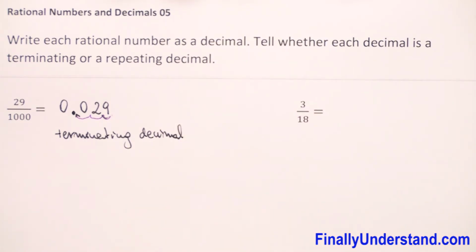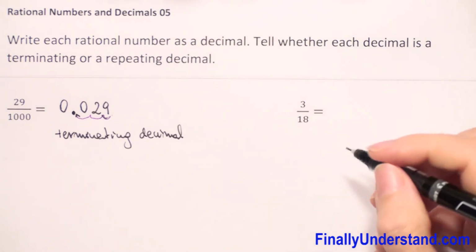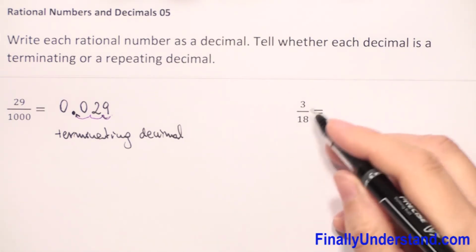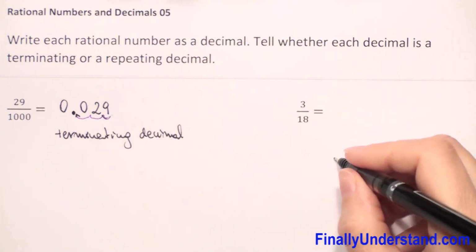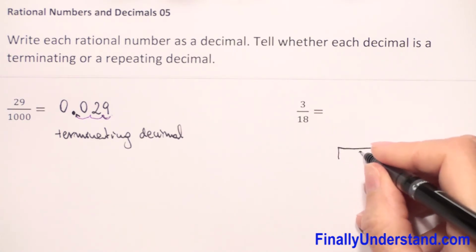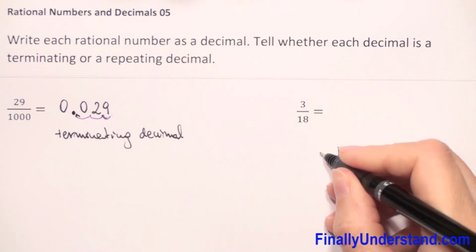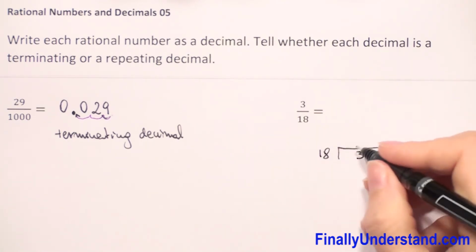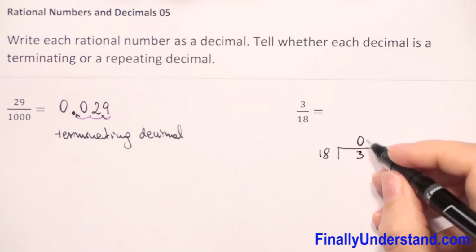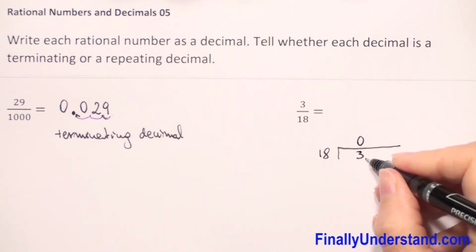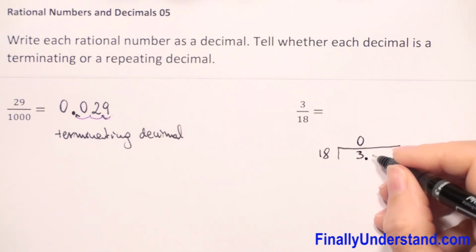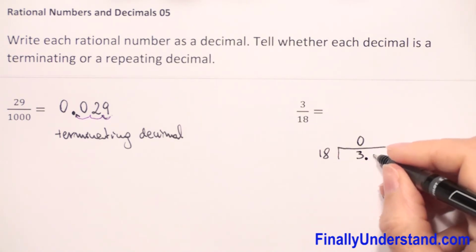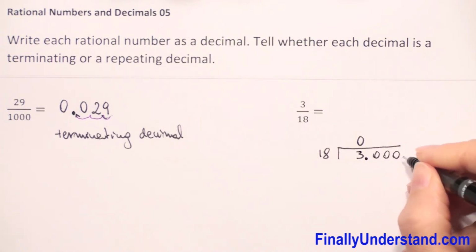Next example, we have 3 over 18. Now the denominator is 18, so we will do long division to change this fraction to a decimal. We have to divide 3 by 18. How many times can you put 18 into 3? 0. Because 0, we will add at the end a decimal point. It's always invisible. And a few zeros.